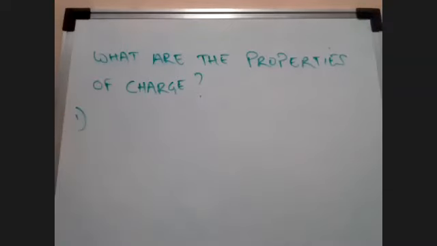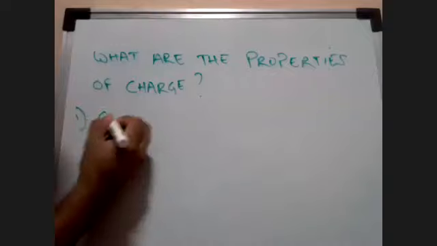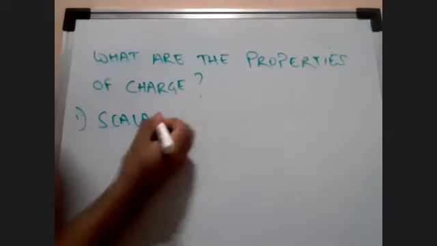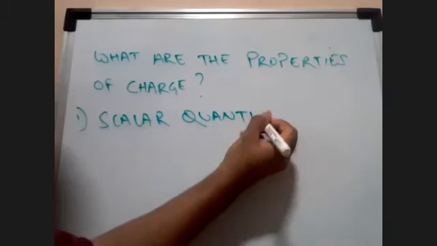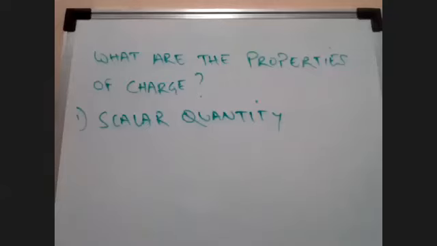That is, charge is a scalar quantity. Scalar quantity. Right. So what do you mean by scalar quantity? And this is very important. Charge is basically a property of an elementary particle, just like mass is a property of an elementary particle. And so charge is only a quantitative substance, a quantitative substance with no direction.